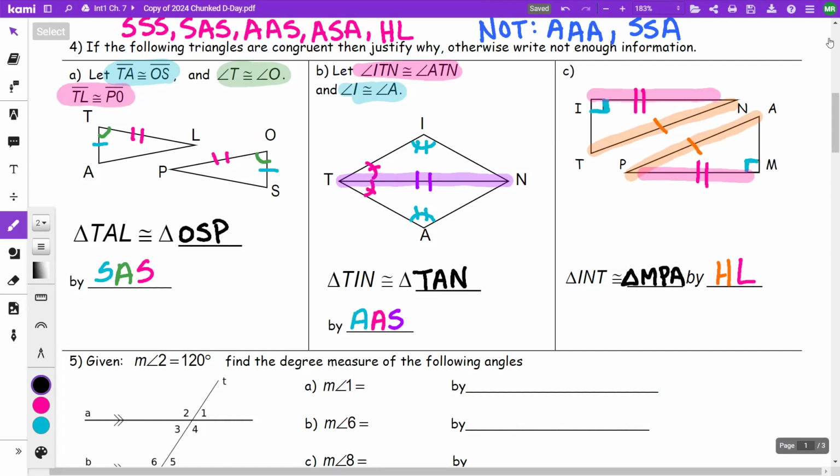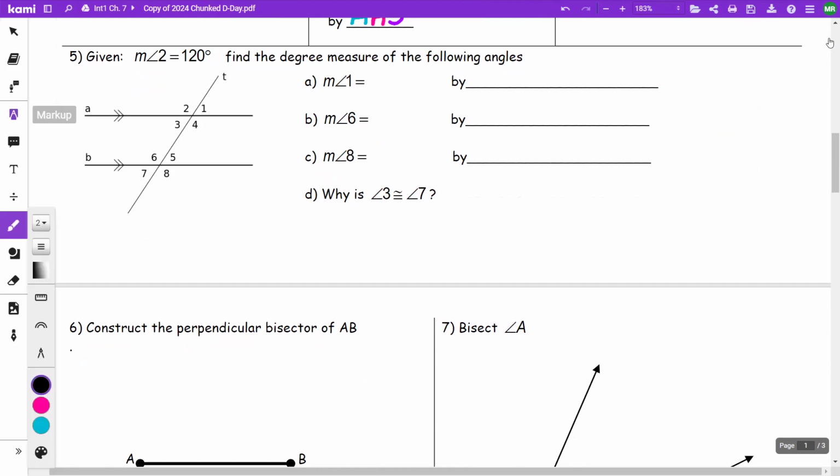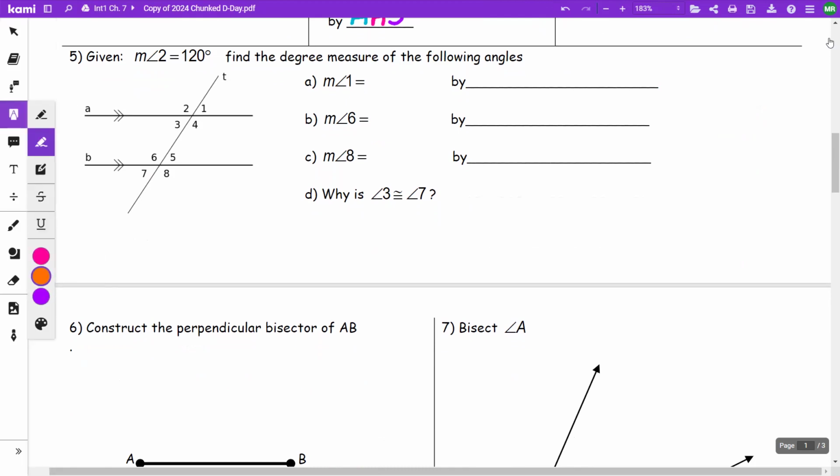On number 5, we have parallel lines cut by a transversal. Just a little reminder in terms of terminology. Anything that's in between your two parallel lines are interior angles. Anything that is outside of your two parallel lines, those ones that I have in purple, those would be exterior angles. So the ones in the orange are interior angles, and the ones in the purple are exterior angles.